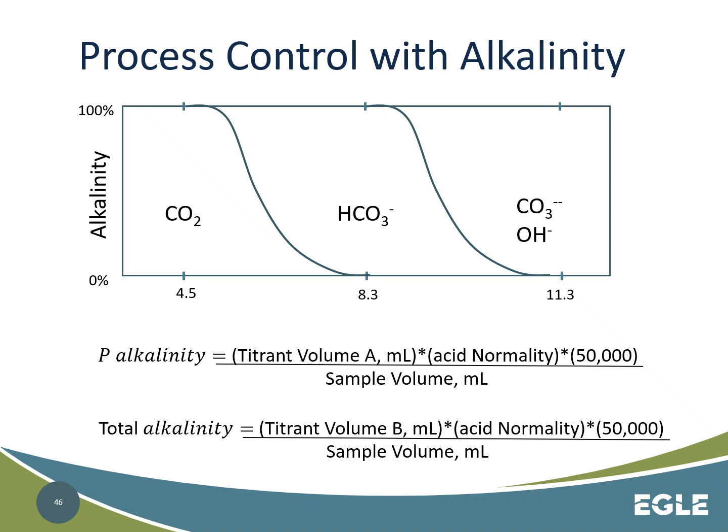Use these equations to calculate the P alkalinity and total alkalinity from titrations. If you're here preparing for a certification exam, these equations are given to you on the exam. P alkalinity is calculated as the titrant volume, how much acid did you use to reach the phenolphthalein color change, times the acid normality, which is usually given to you, times 50,000, divided by the volume of your sample. Similarly, the total alkalinity is calculated as the titrant volume to reach the methyl orange indicator color change, multiplied by the acid normality and 50,000, and divided by the sample volume.